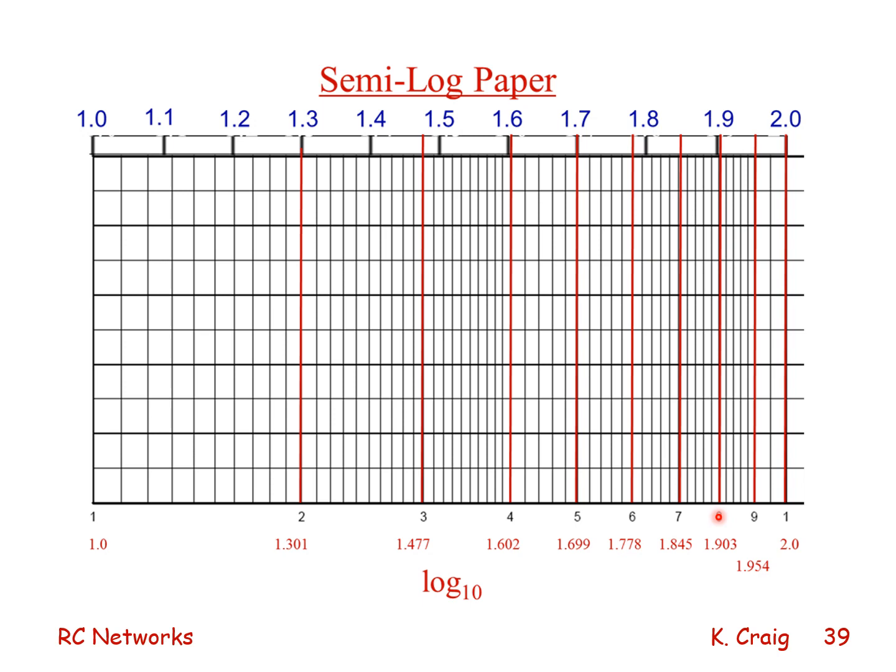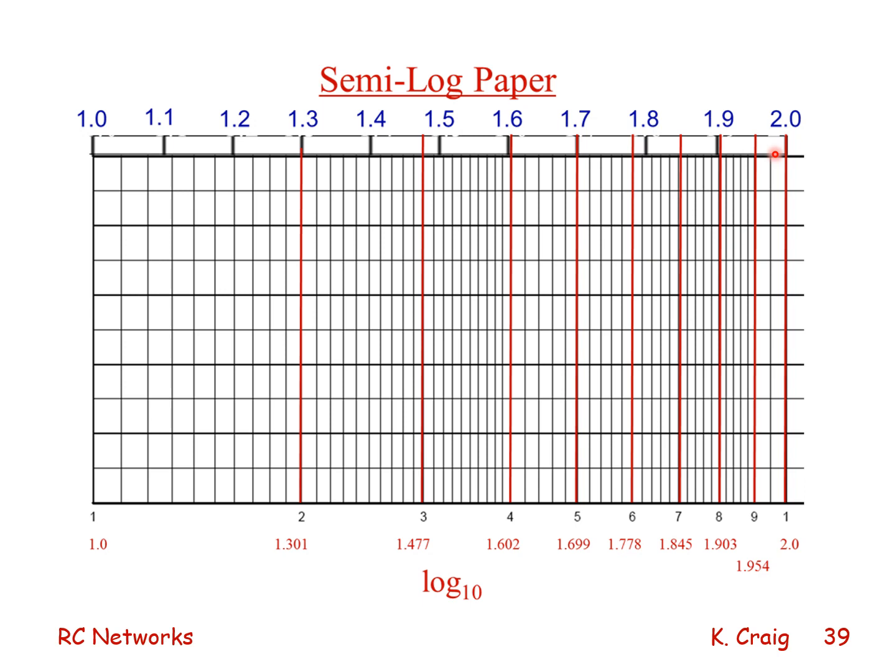The log of 80, 1.903, right here on the linear scale. The log of 90, 1.954, plotted right here on the linear scale. And the log of 100 is 2. 10 squared equals 100.